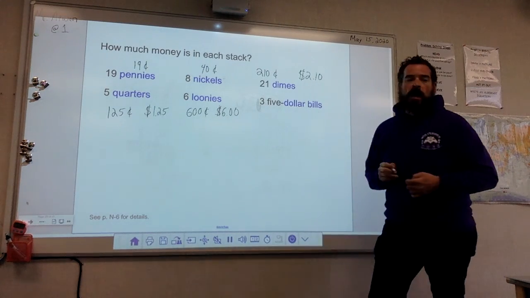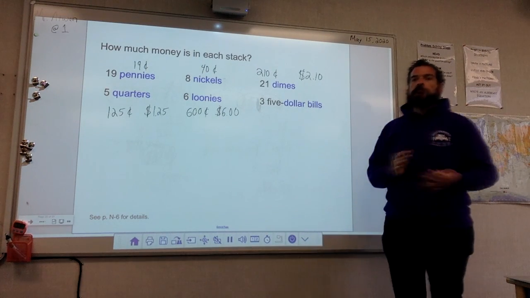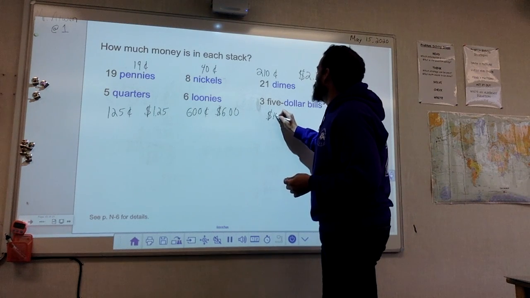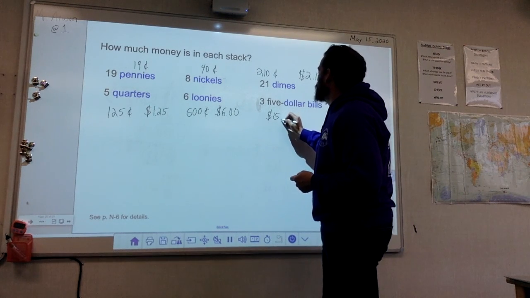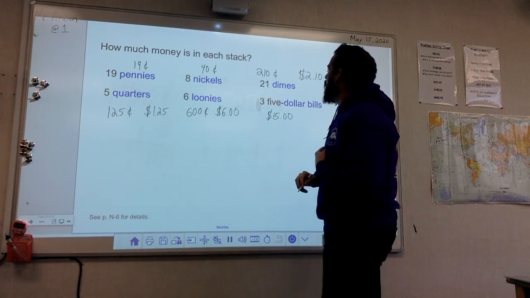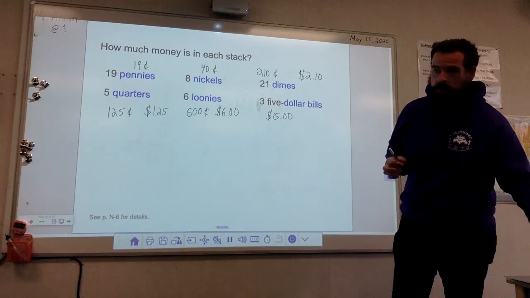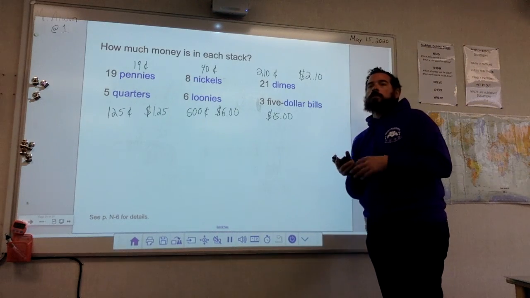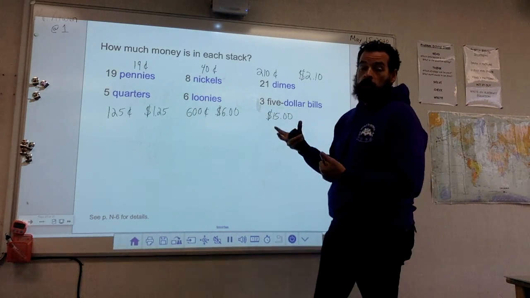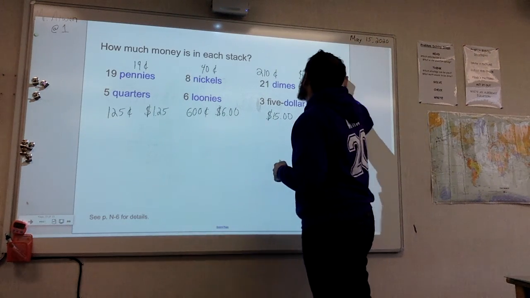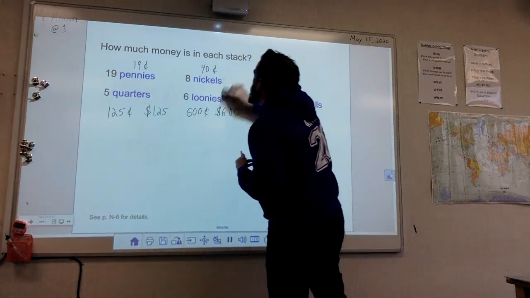And then 3 $5 bills. 5 times 3 is 15. So $15, just like that. All right, so hopefully, if you remember the amounts of what your dollars or coins are worth, these kinds of exercises should be fairly easy.